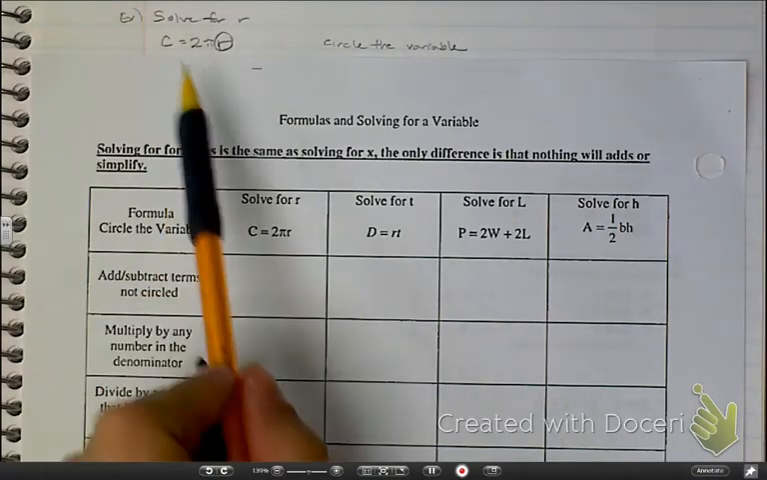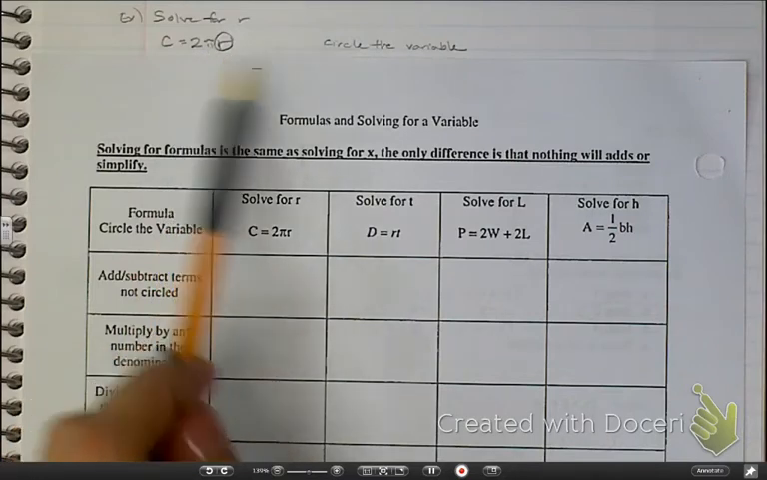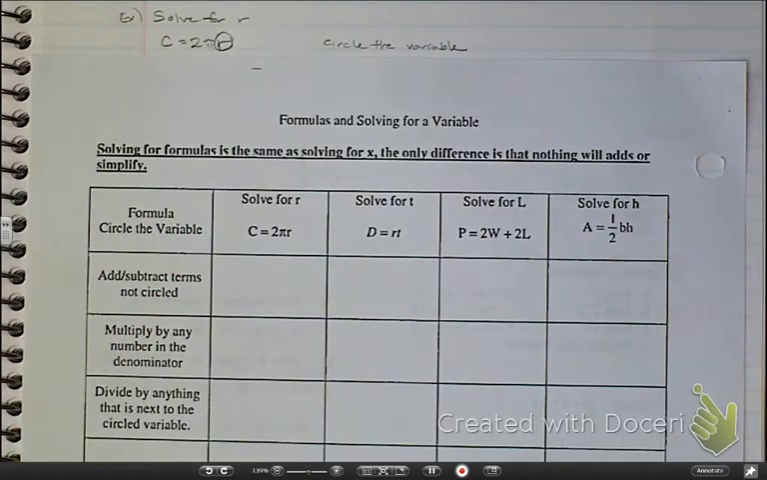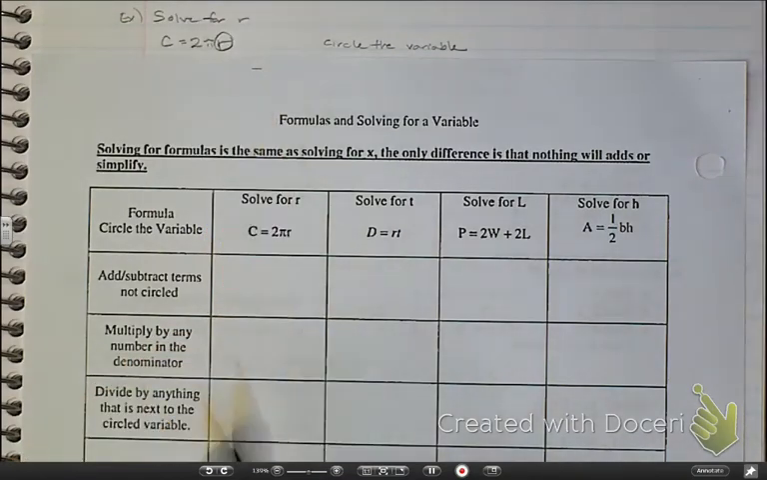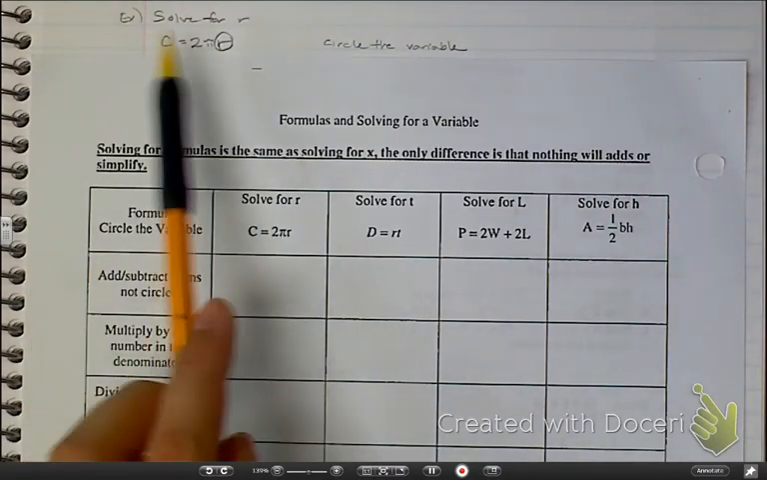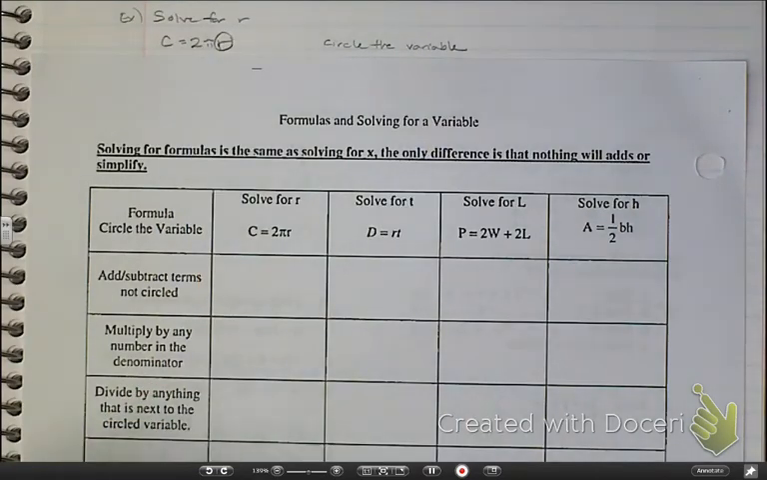So circle the variable. The next step says add or subtract the terms that are not circled. Well, if you notice here, remember our definition of term. So a term is any combination of numbers and variables. So 2 pi r is actually all one term. Terms are separated, so if you have more than one term, they'll be separated by pluses and minus signs. If you don't have any pluses or minus signs on the same side as the variable you're looking at, then there are no separate terms.